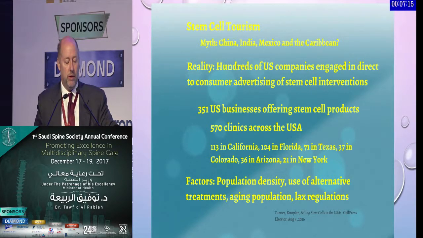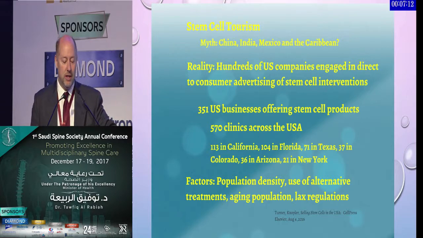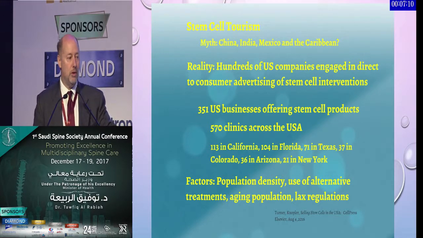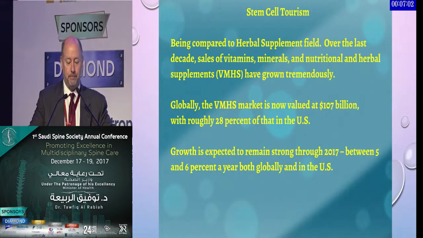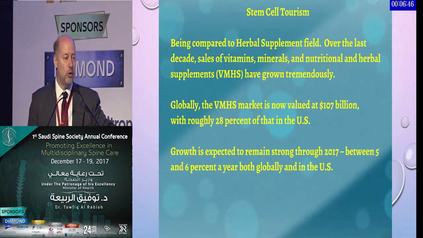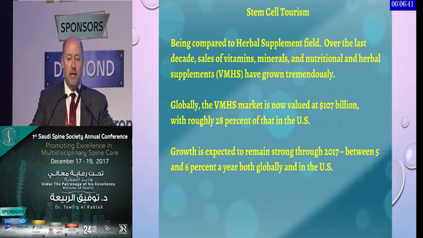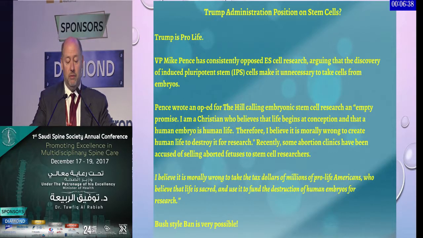And what are they looking for? The factors. Well, they're looking for population density, whether there's a use of alternative treatments common in that area, if they have an aging population, lax regulations, and of course, money. The problem is that stem cell tourism is being compared to the herbal supplement field. Over the last decade, sales of vitamins and minerals, et cetera, have grown tremendously. It's now valued at a $107 billion market, with 28% of that in the United States, and that growth is expected to continue. So the stem cell industry is being compared to the herbal supplement field.